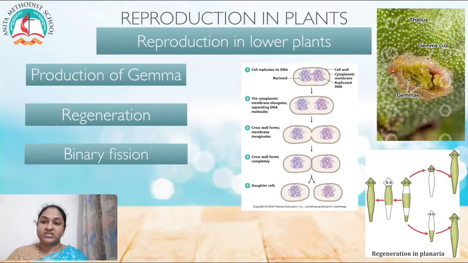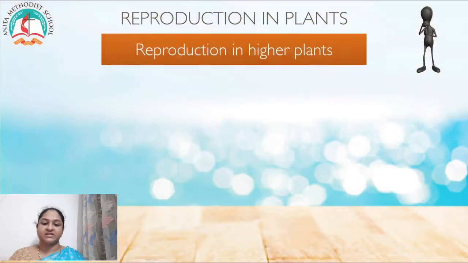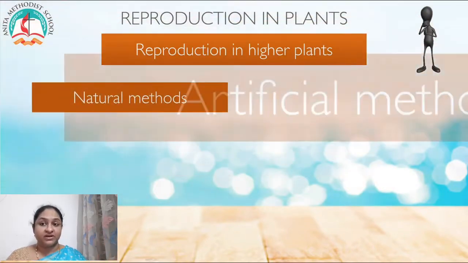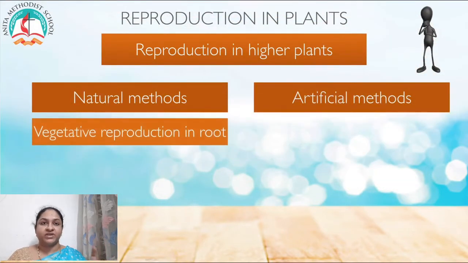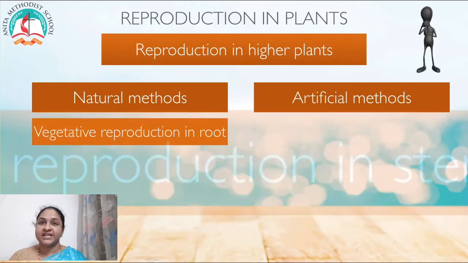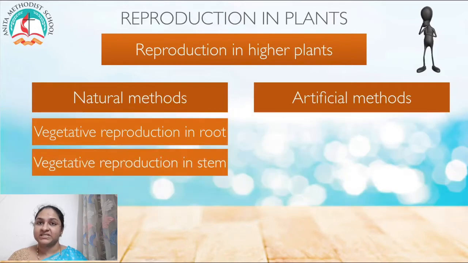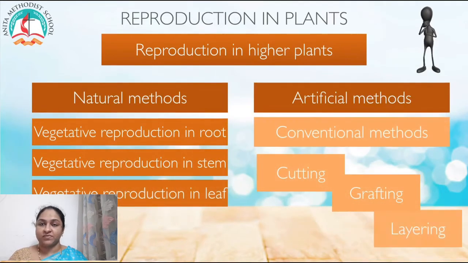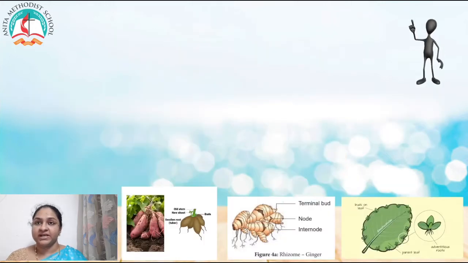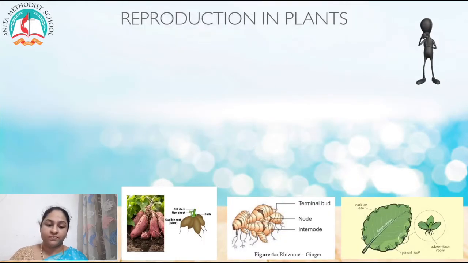Moving on to reproduction in higher plants, we have natural methods and artificial methods. Under natural methods, you have learnt about vegetative reproduction in root. The roots of some plants develop vegetative or adventitious buds on them. Then vegetative reproduction in stem: the axillary buds from the nodes of the rhizome, as you see in the picture. The eyes of the tuber give rise to new plants.